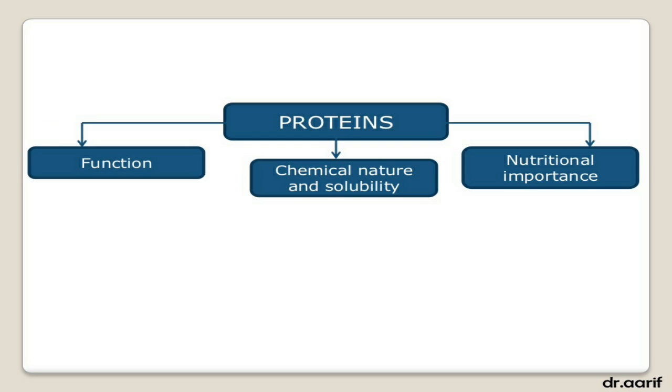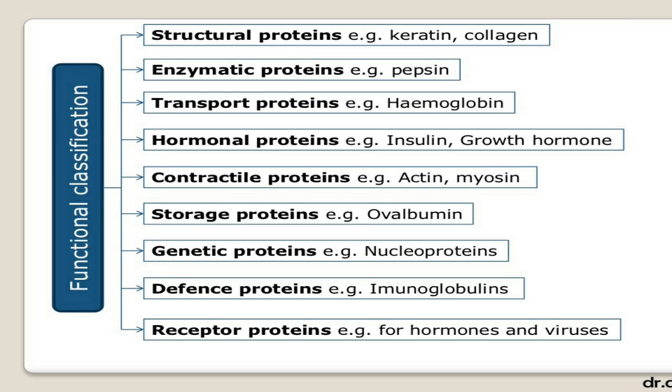Proteins perform different functions in the body: chemical nature and solubility and nutritional importance of the protein. Functional classification of the protein. Structural proteins, example keratin, collagen.